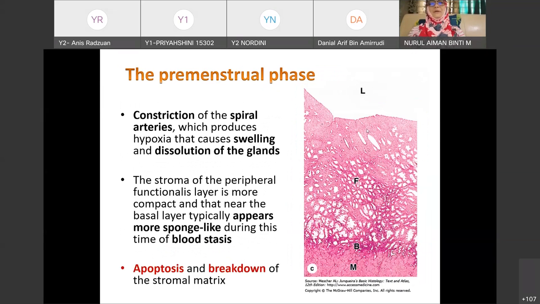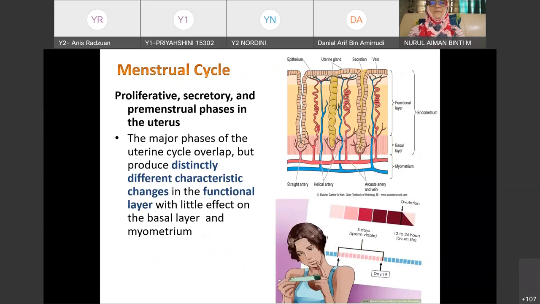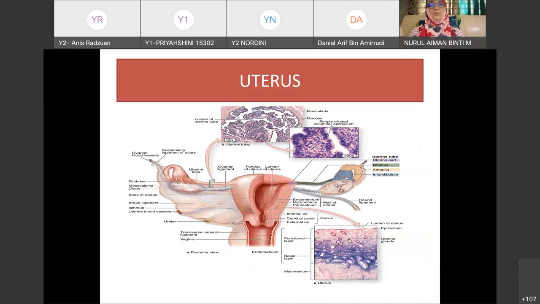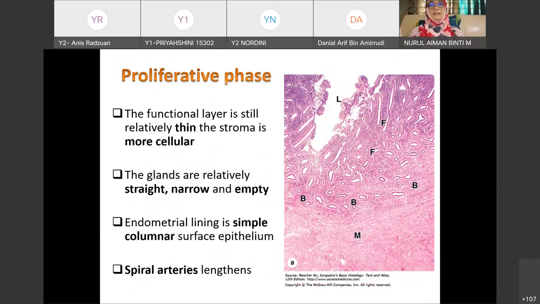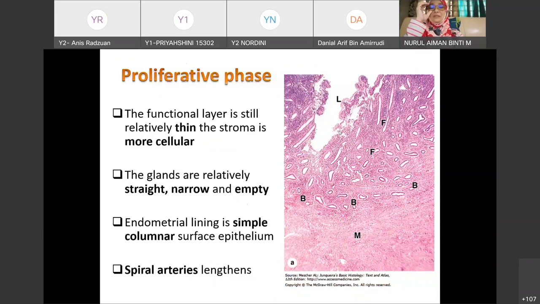So okay, during the premenstrual phase, almost near to the menses, there will be constriction of spiral arteries which produce hypoxia that cause swelling and dissolution of the glands. Okay, at this time, the spiral artery, where is the spiral artery just now? Oh, missed it. Okay, spiral arteries, all of these spiral arteries, where was the picture? Yep, this one. All these spiral arteries inside the picture, it's not nice. Where is the picture?